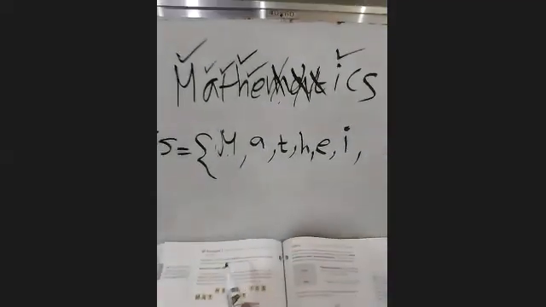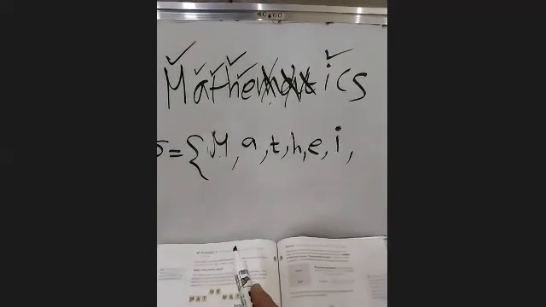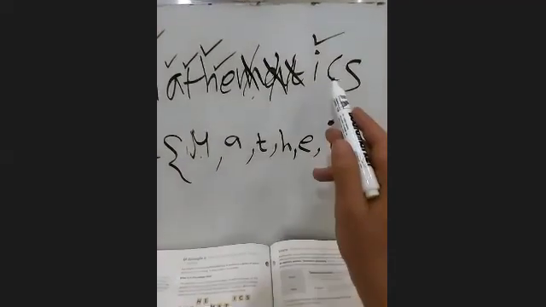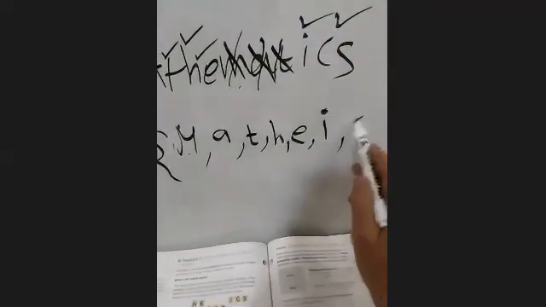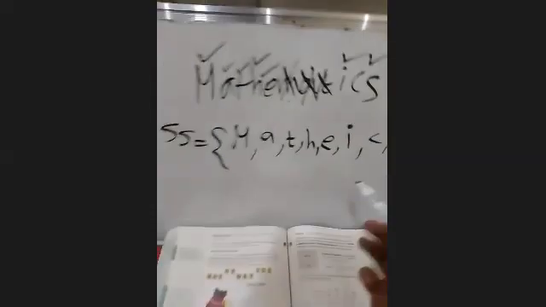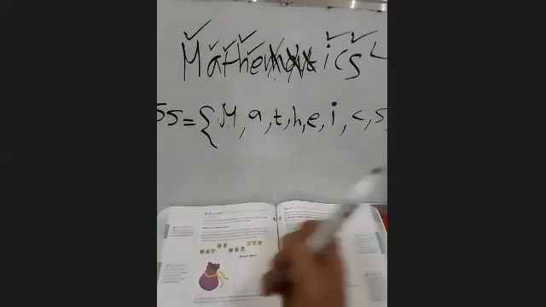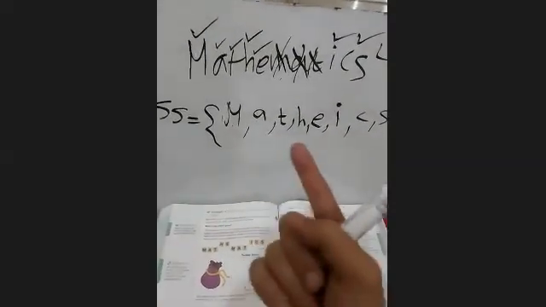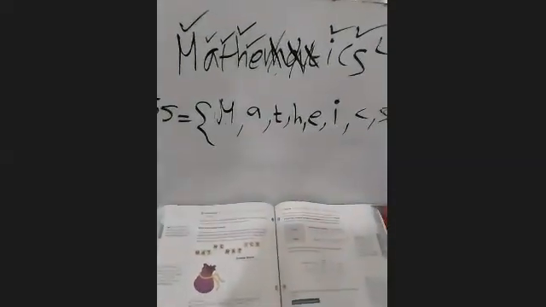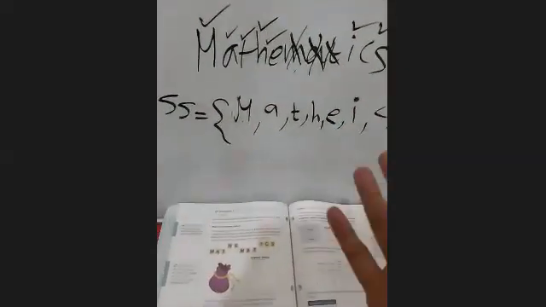Got it? The C, yes. The S, yes. So we put the letters, but don't repeat them. If you have a letter 2 times, it's enough to write it 1 time. This is how we find the sample space of a word.